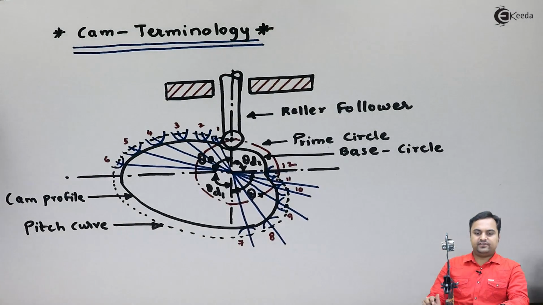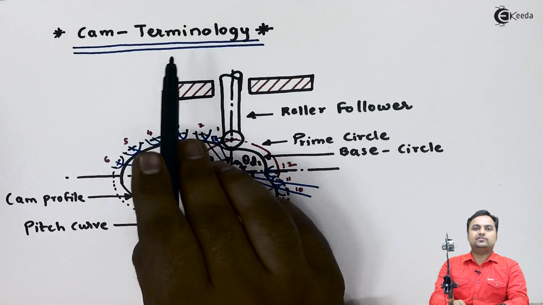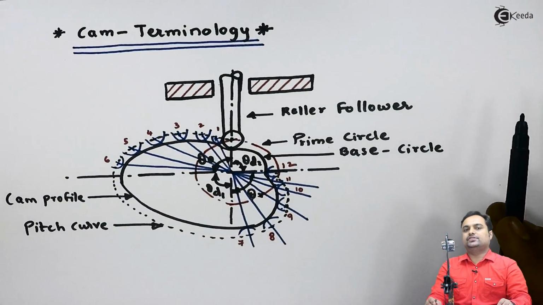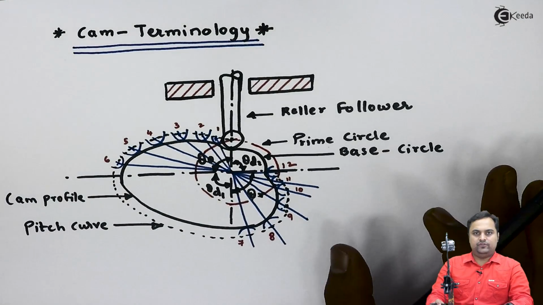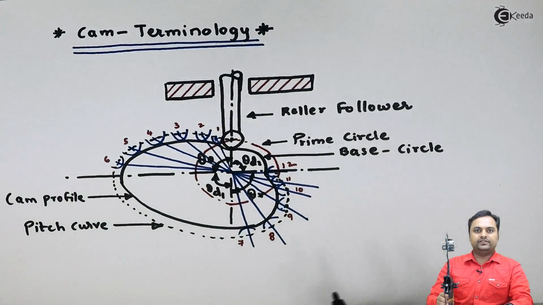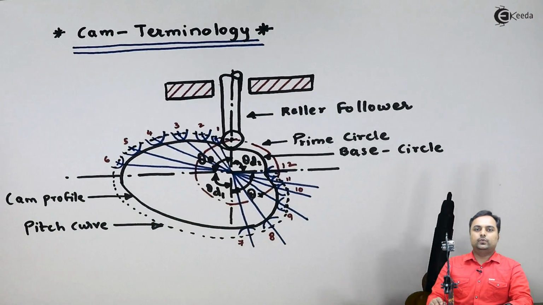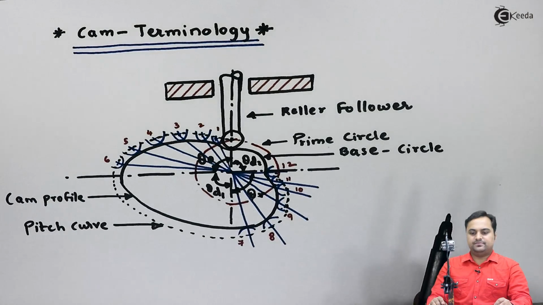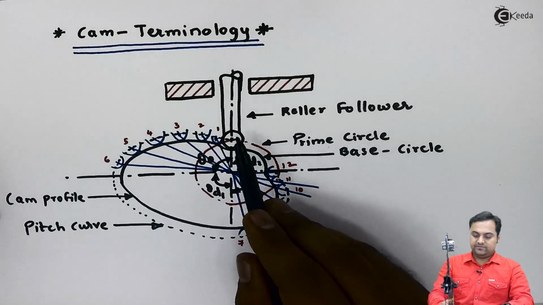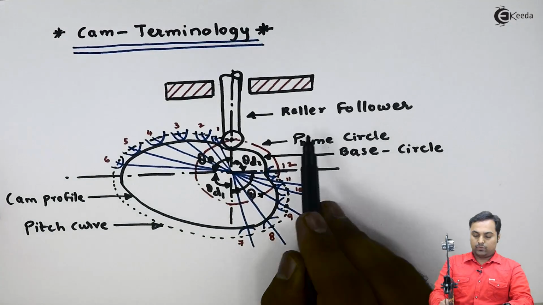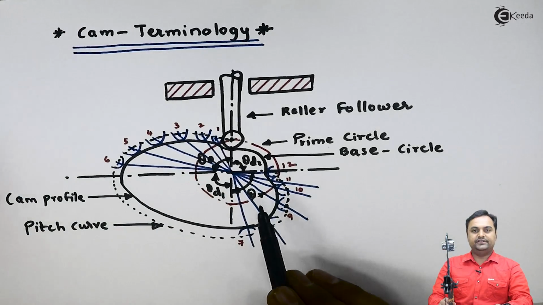Now here we have cam terminology. Cam terminology means there would be some basic definitions or basic terms which would be used in cams and followers. That is, while drawing the cam profile, we would be requiring some of the terms which we need to understand regarding cams and follower. Now here the example which I have given, in this we have a roller follower, and because of that there is a cam profile generated.